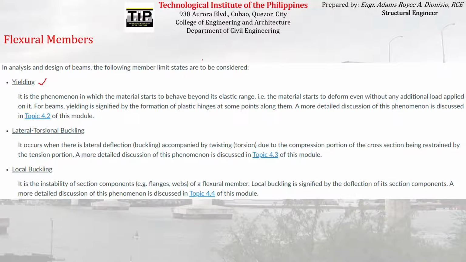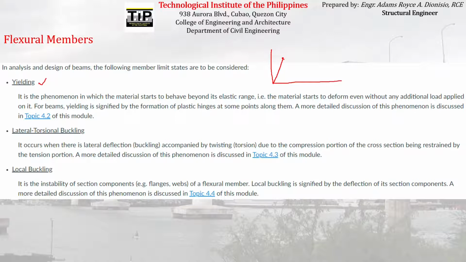So yung yielding na yan, we are already familiar with the definition of yielding. So we all know, kung babalikan natin yung stress strain diagram ng steel, 'di ba, straight line muna 'yon hanggang dumating sa proportional limit wherein 'yun yung limit kung saan it ceases to be elastic, meaning 'pag sinabi nating elastic, once na tinanggal mo yung load, babalik pa siya sa original form niya.